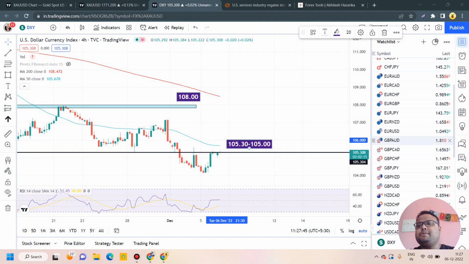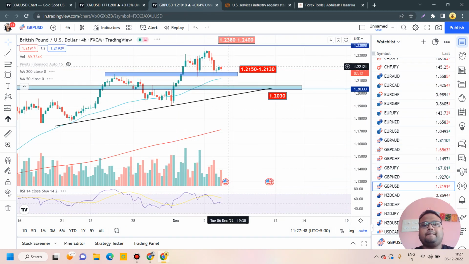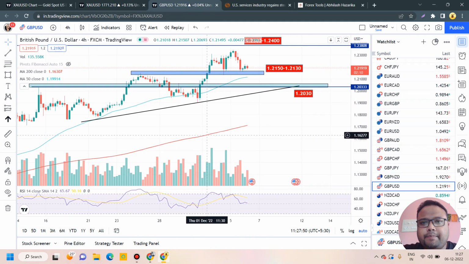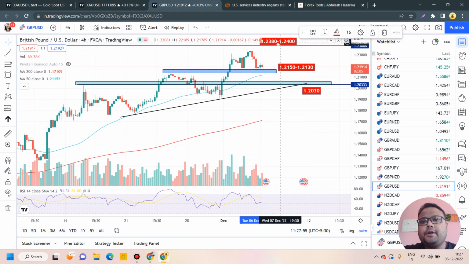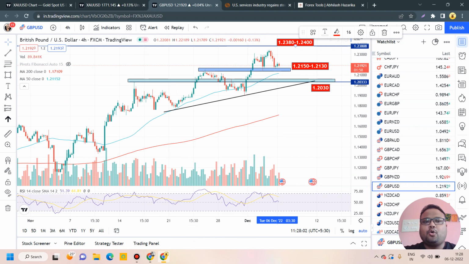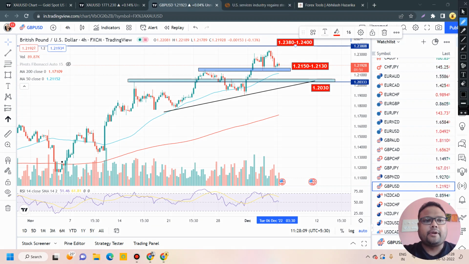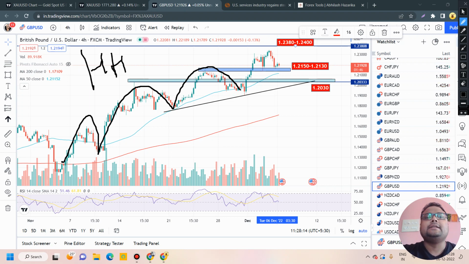Now let's proceed to GBP/USD. This is the 4-hour chart of GBP/USD in front of us, and as I have been discussing, 1.2380, 1.2400, the market has still failed to cross this level. Overall, if we analyze the chart of GBP/USD, we can clearly see that the market is still in an uptrend. The market is constantly forming higher highs and higher lows, which signifies that buyers are dominating the market.